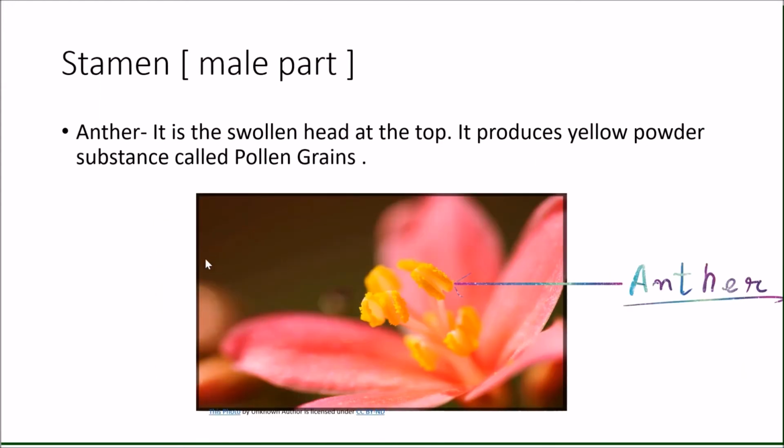Now, what is a stamen? The male part. The first part of the stamen is the anther. It is a swollen head at the top. It produces a yellow powder-like substance called pollen grains. You can see here the anther.